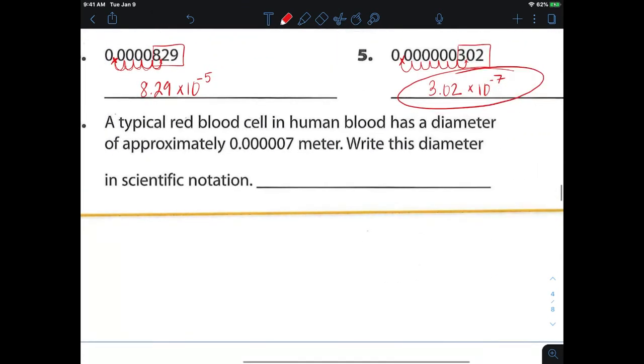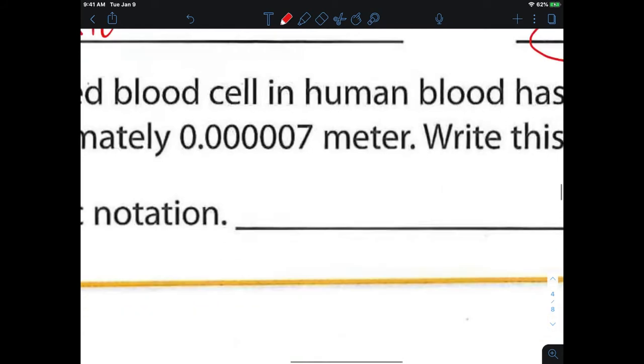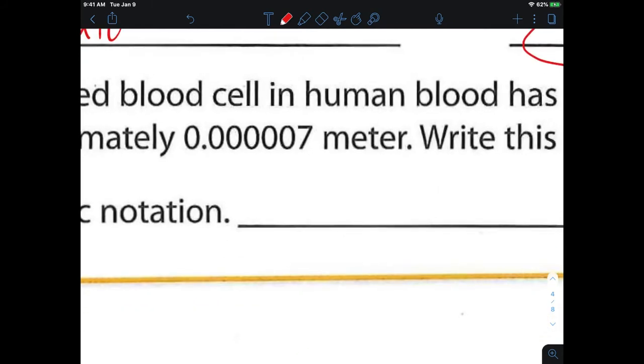All right, next one. A typical red blood cell in the human body has a diameter of approximately that many meters. Write this diameter in scientific notation. So they gave us a lot of nonsense to ask us a simple question. We got this. First, I want to identify my decimal. Now I'm going to identify where I'm going to put it. Now, don't be fooled by the fact that that 7 is the very last number. Can I put it here? Of course not. That's still smaller than 1. That makes no sense. So I'm going to put the decimal at the very end.